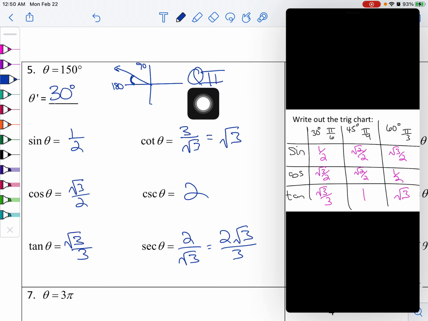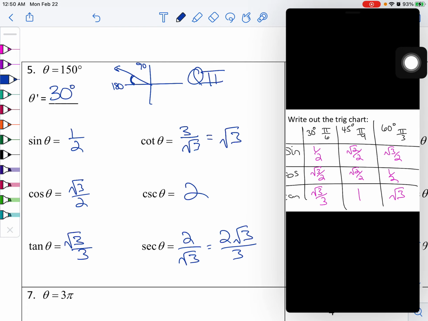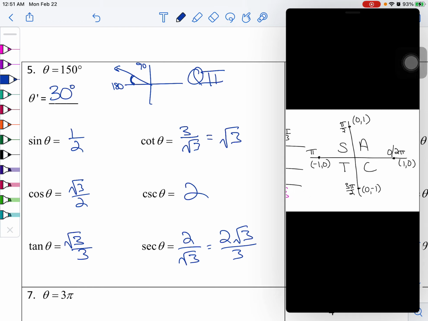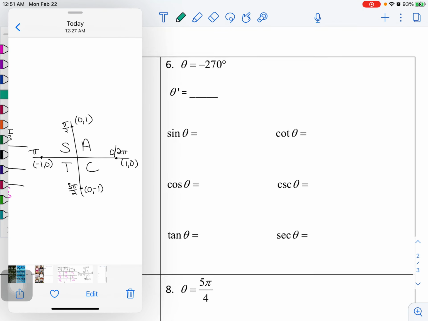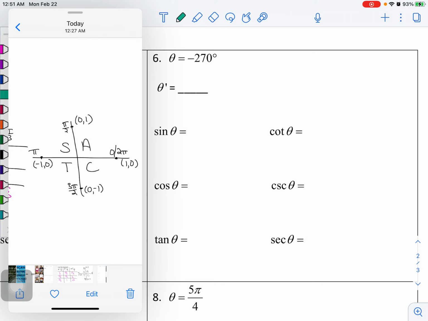So I've got my 6 values, but I need to recognize that in quadrant 2, not everything's positive. So if I slide over so I can see the plus part, I know in quadrant 2, sine is positive and its reciprocal is positive, of course. So cosine, tangent, cotangent, and secant will all be negative, with sine and its reciprocal of cosecant, these two, being the positives. Everything else is negative. So that's 150. I'm going to go ahead and slide this over so I can see the other half.